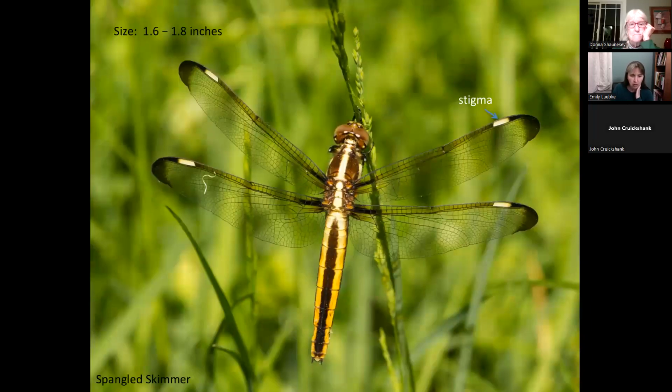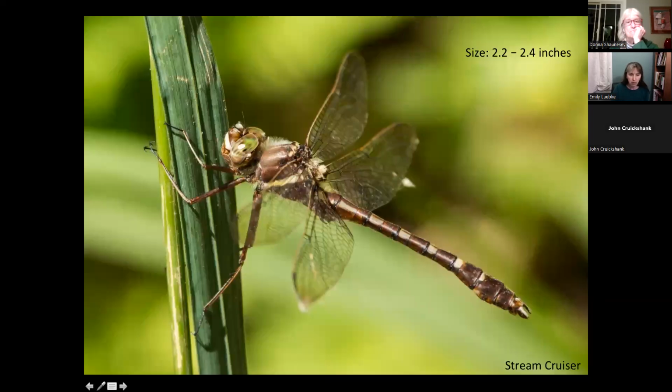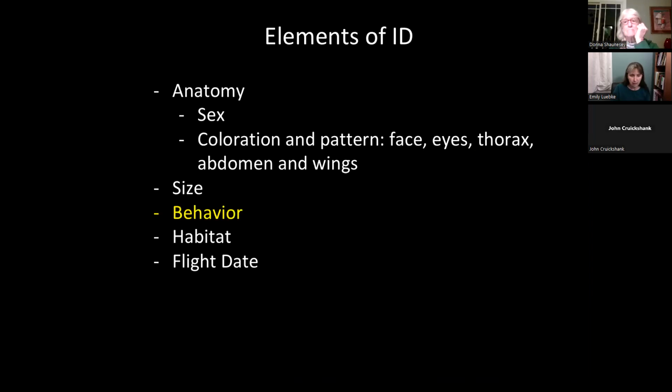So some of the ones we just looked at, this dragonfly, the spangled skimmer, was 1.6 to 1.8 inches roughly, so considerably bigger. The stream cruiser here, 2.2 to 2.4 inches. Some of the darners can be 3.5 inches or more. So they do vary a lot in size. And so keep that in mind if you're taking photos and you want to ID things.